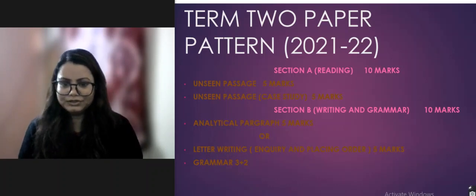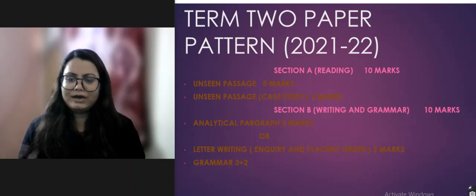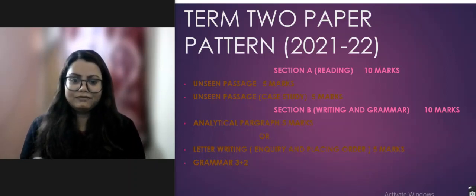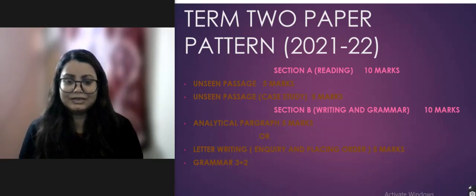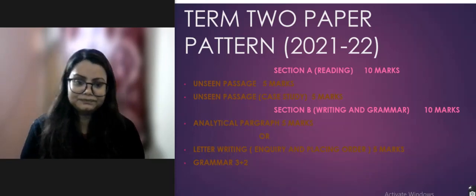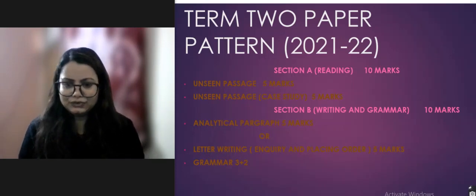Now you have a choice over here. You can either attempt the analytical paragraph or you have a letter. In letter we have letter of inquiry and letter of placing order. This time we have seen that a letter of inquiry was there, which again will be of 5 marks. So either of the two you can do.